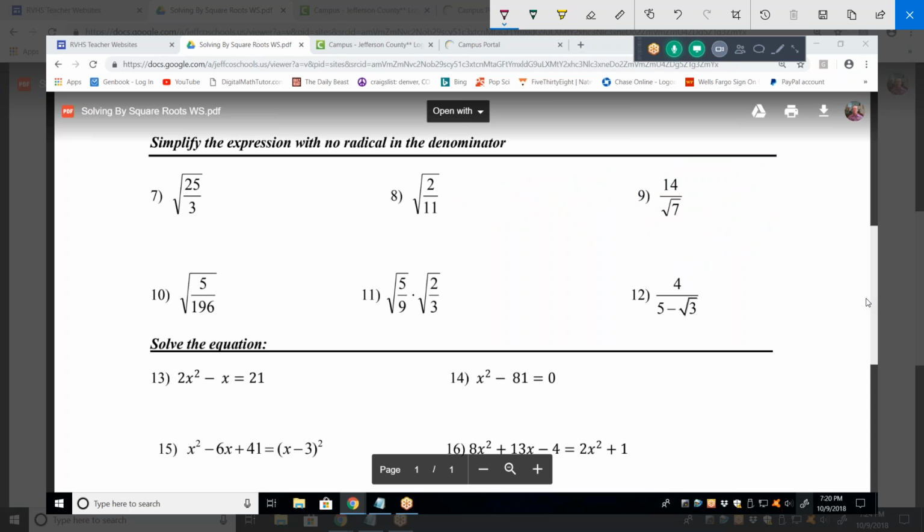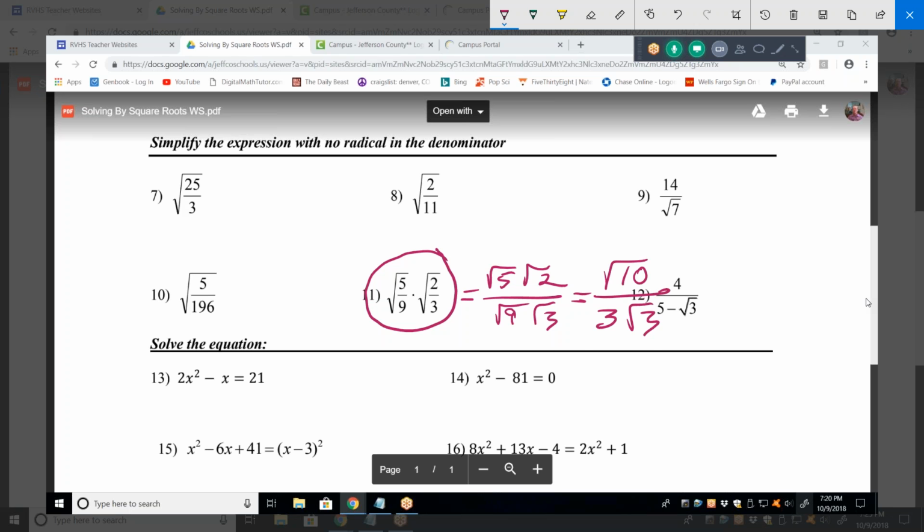Now, we don't have much time, and I see some equations down here. I do see one of these. Let's just talk about that for a moment. That's going to be square root of 5 times square root of 2 all over square root of 9 times square root of 3. Yeah, that's what I figured. So I'm going to start breaking that up, and then that'll be square root of 10 over 3 square roots of 3.